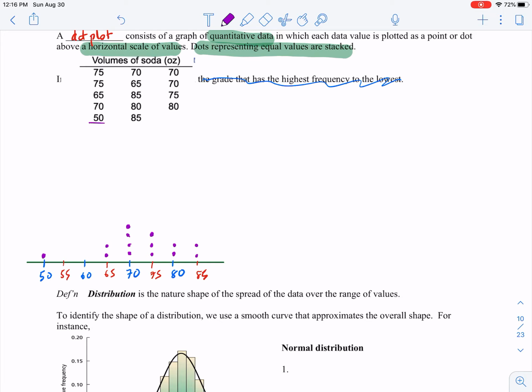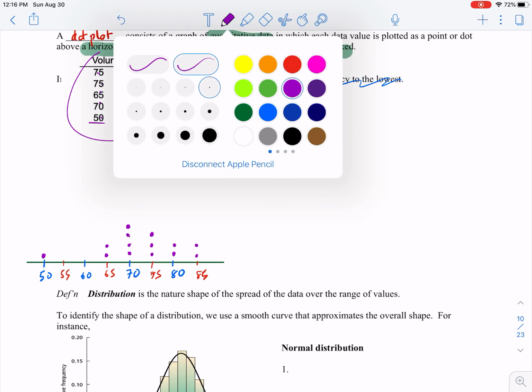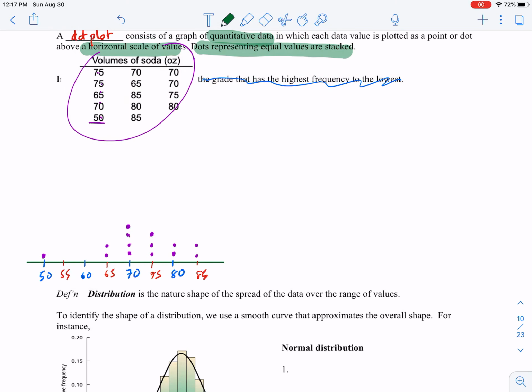So that is the dot plot of this data set here. And we should be able to have 14 dots because there are 14 data values. 1, 2, 3, 4, 5, 6, 7, 10, 14 dots here. Yep. All right.